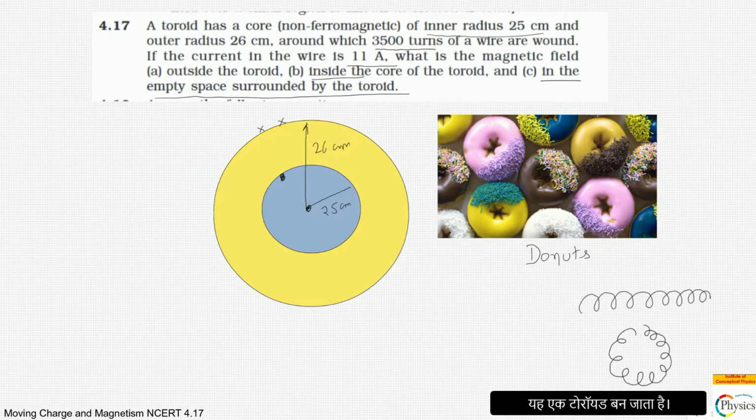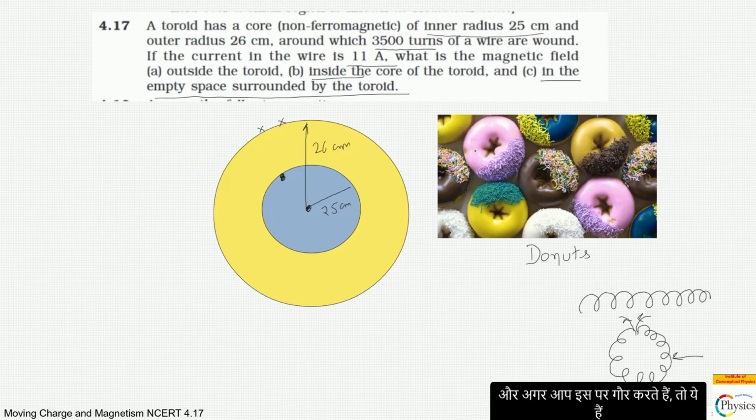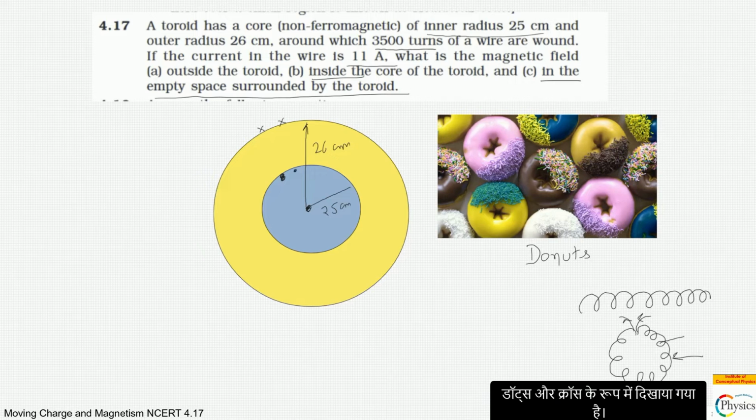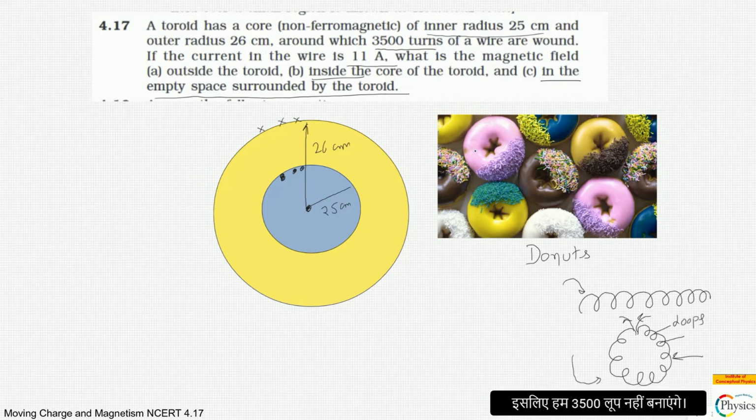It becomes a toroid, and obviously you will have incoming current and outgoing current in it. Let's say this is the incoming current and this is the outgoing. In the cross section, the loops are shown as dots and crosses, but these are the loops being referred to. So a solenoid is converted into a circle shaped figure. I have drawn two loops, a third loop. Similarly, you have 3,500 loops. We will not draw 3,500 loops. The current is 11 amperes.